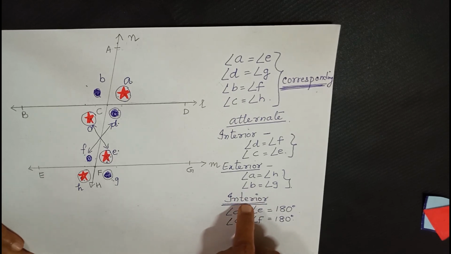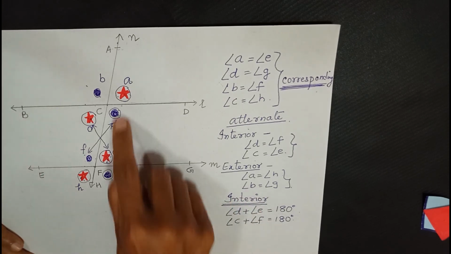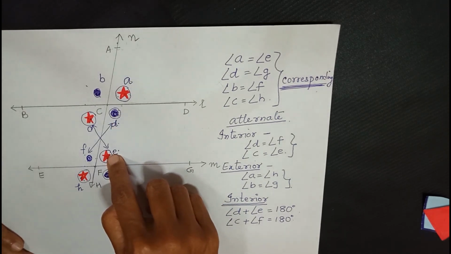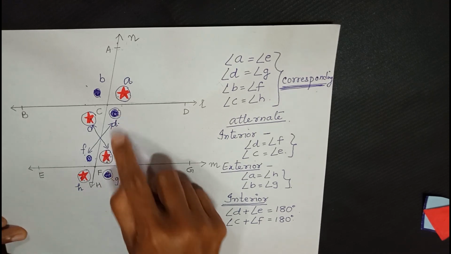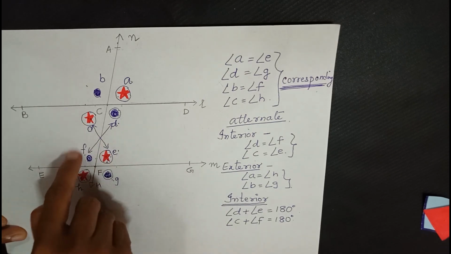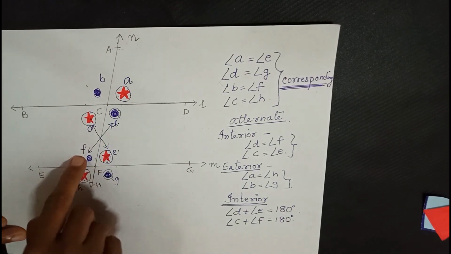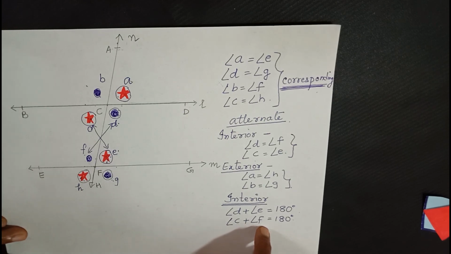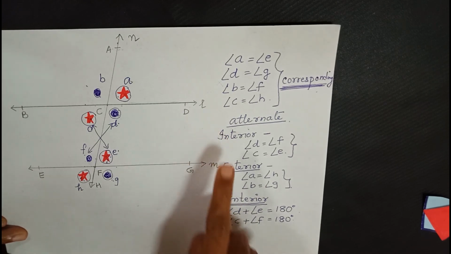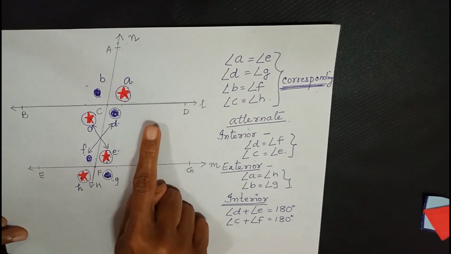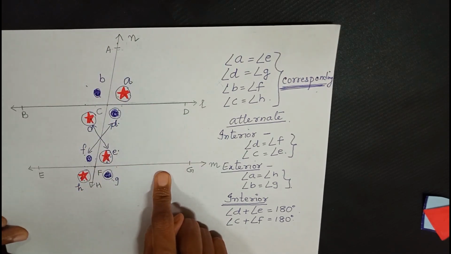Now let's come to interior angles. What are interior angles? On the same side of the transversal. So you can see one is blue, one is red. That means interior angles are not equal, but their addition will be equal to 180. Similarly, this side also one is red and one is blue. So again their addition will be equal to 180. So these are the three pairs of angles that are formed when a transversal cuts two parallel lines.